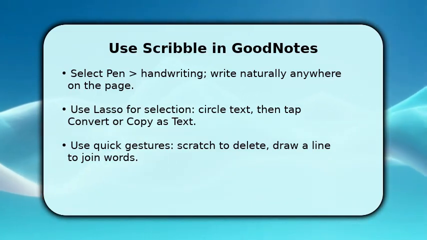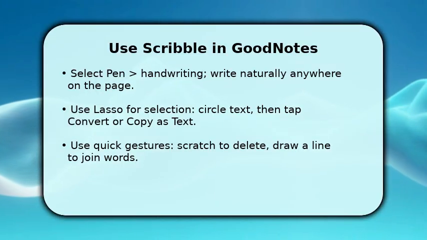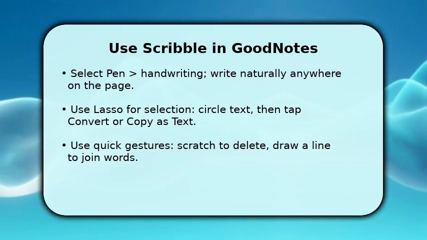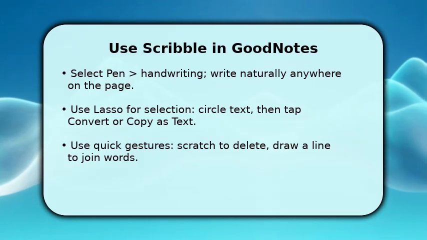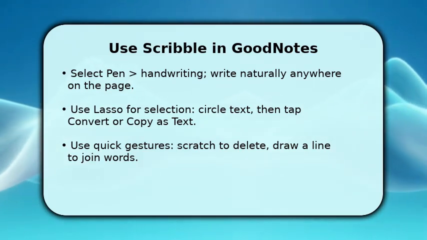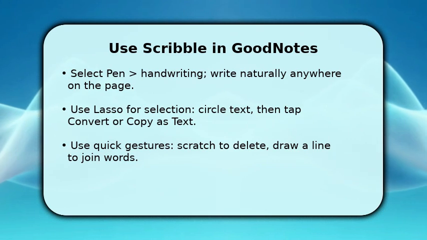Make use of Scribble gestures too. Scratch out to delete, draw a vertical line to join, or tap to select. These middle steps handle recognition and editing, so take time to practice lasso accuracy for best results.